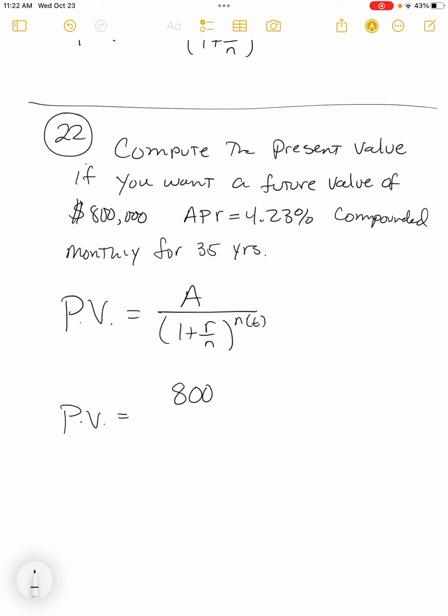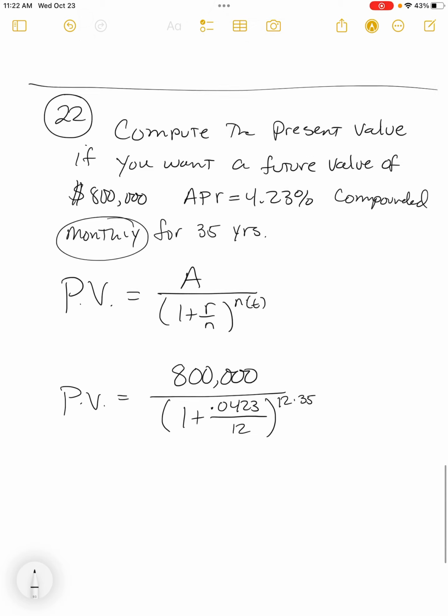And that is all over 1 plus, and they must have given us an interest rate. They did, 4.23%. So we're good now. We know to put that in as 0.0423. And then it's compounded monthly, so we're going to use our 12 again, and that's to the 12 times 35. So remember my suggestion, which is just so it's easier to plug into your calculator.